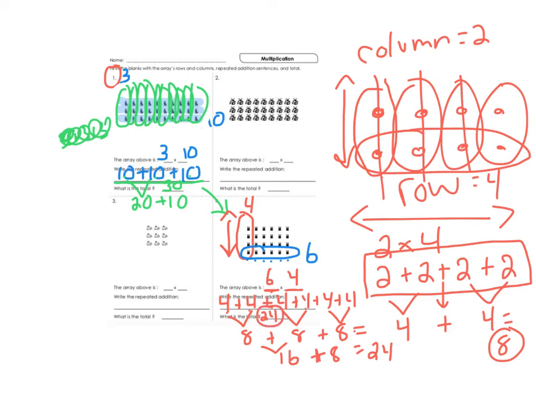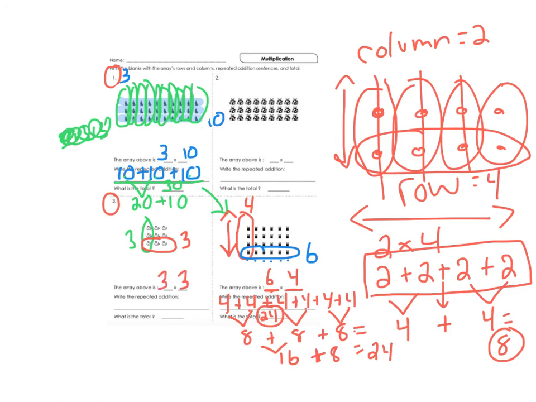Okay, I want to give you a try. Let's try you doing number 3 on your own. So take a look at it. What do you think would be the column and the row? Let's take a look at it. Okay, you're right. So if we look at the column, it would be 3. If we look at the row, left to right, it's also 3. So the array above is 3 times 3.